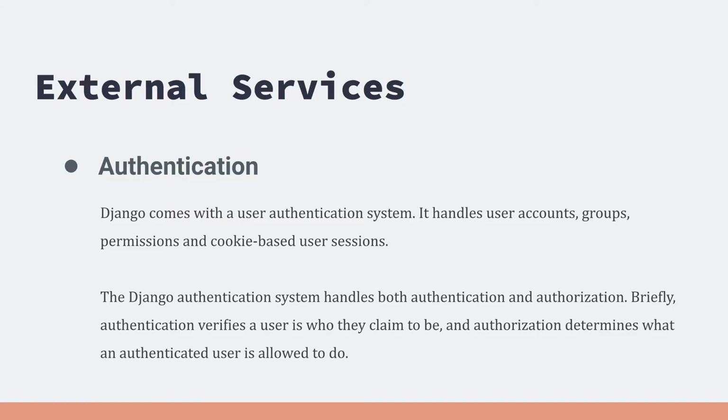Django comes with a user authentication system. It handles user accounts, groups, permissions, and cookie-based user sessions. The Django authentication system handles both authentication and authorization. Briefly, authentication verifies a user is who they claim to be, and authorization determines what an authenticated user is allowed to do.